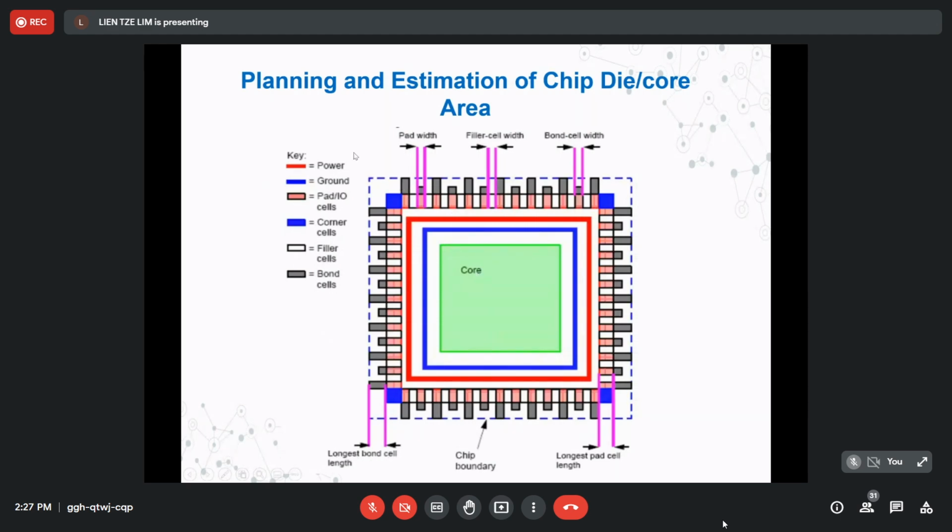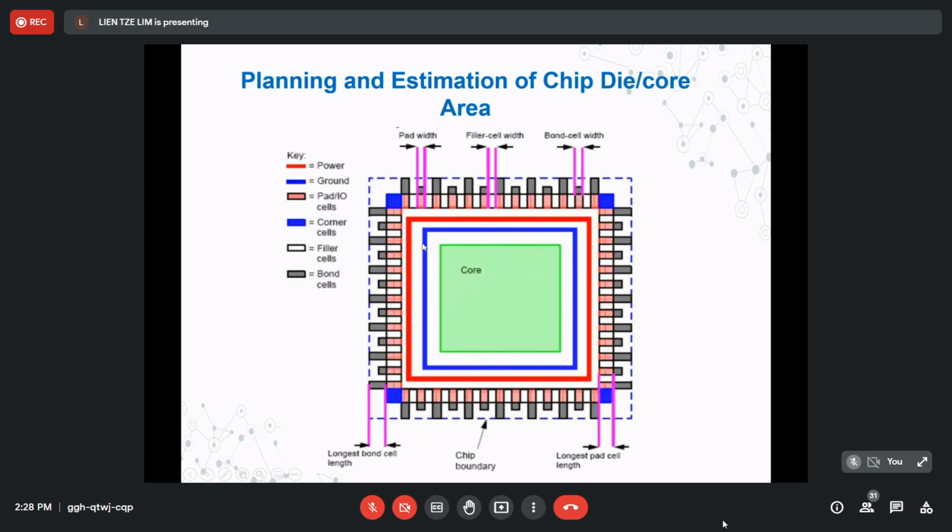When we consider the floor planning, one of the outputs that we should consider is the area estimations. So when we do the area estimations, we need to do planning on the area. This slide is about planning and estimations of the chip area. Which one is the core area? According to this figure, this is a floor plan of a chip. The core area is actually in the middle. So this is the core.